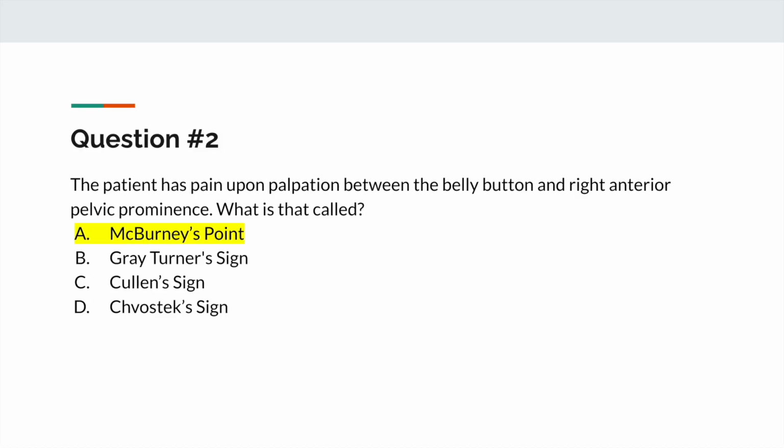Question number 2. The patient has pain upon palpation between the belly button and the right anterior pelvic prominence. What is that called? So that is known as McBurney's point. This is simply like a memorization, knowing that McBurney's point is pain upon palpation between the belly button and right anterior pelvic prominence. So, yep, just knowing that, and that this is a sign of appendicitis.